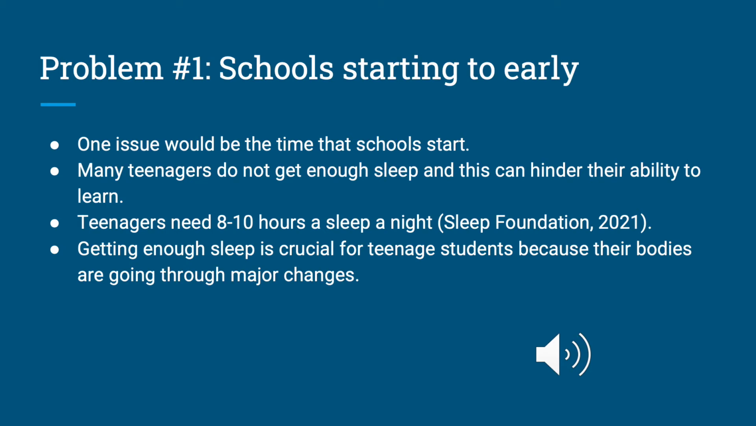One of the biggest issues in schools today is that schools start too early, especially high schools. Most teenagers do not get enough sleep, and this can hinder their ability to learn or even pay attention. According to the Sleep Foundation, teenagers need 8 to 10 hours of sleep at night, more than the average adult.